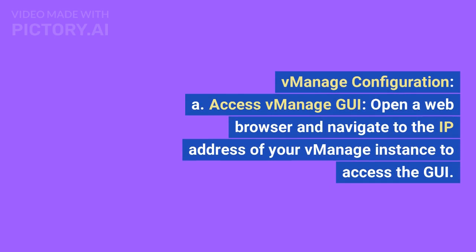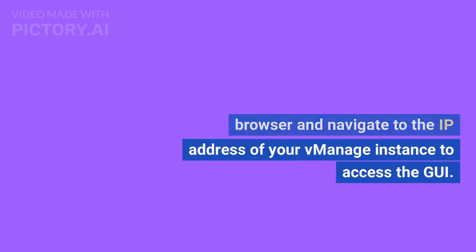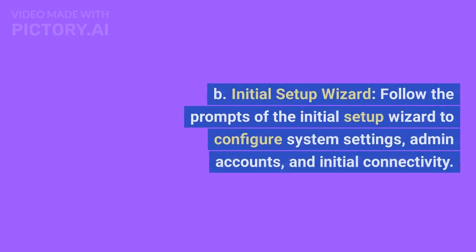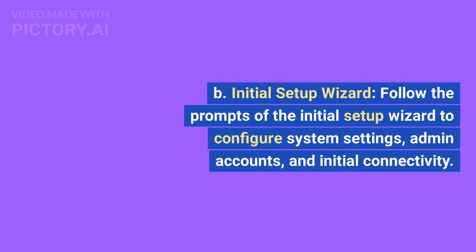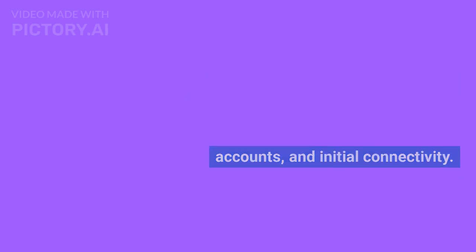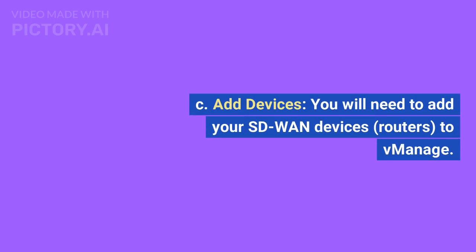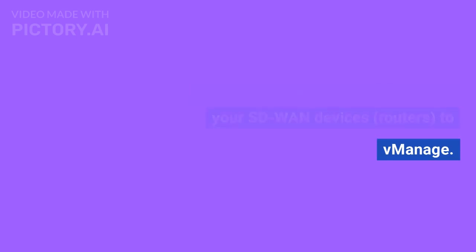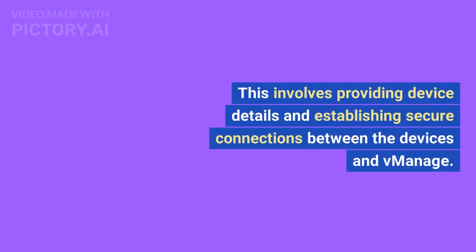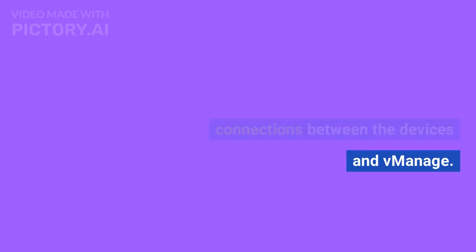vManage configuration. A. Access vManage GUI. Open a web browser and navigate to the IP address of your vManage instance to access the GUI. B. Initial setup wizard. Follow the prompts of the initial setup wizard to configure system settings, admin accounts, and initial connectivity. C. Add devices. You will need to add your SD-WAN devices, routers, to vManage. This involves providing device details and establishing secure connections between the devices and vManage.